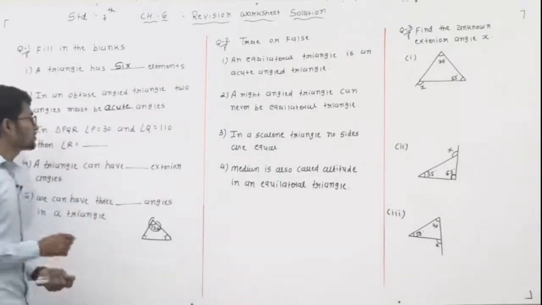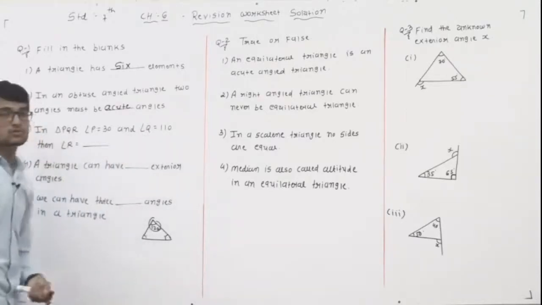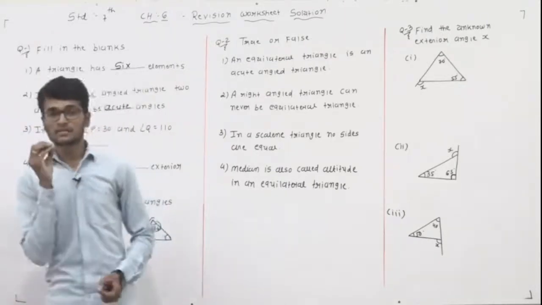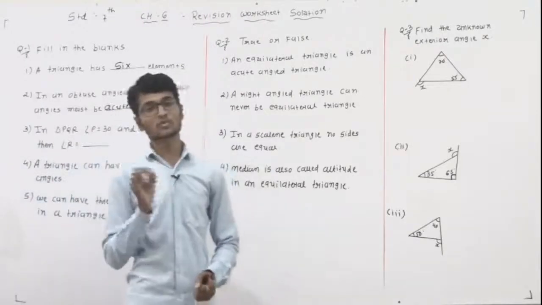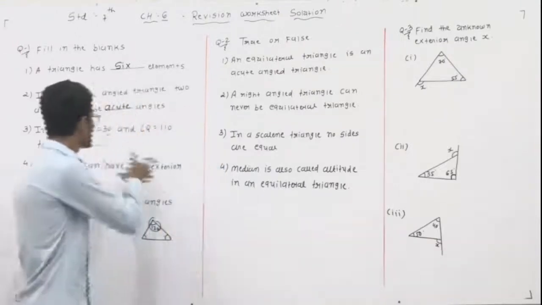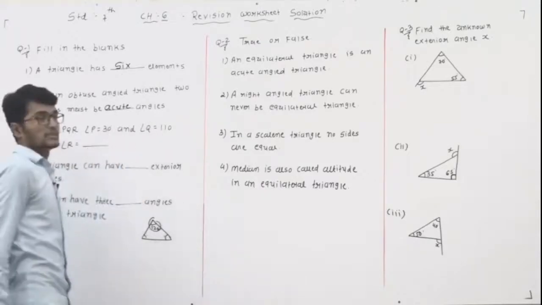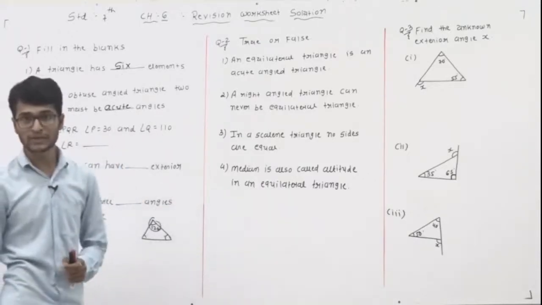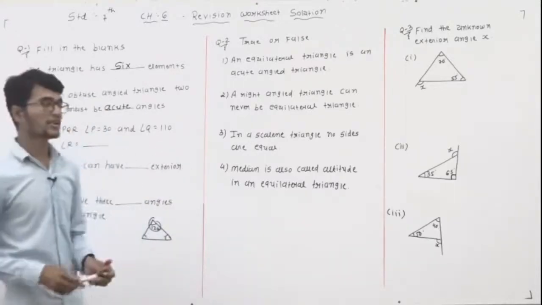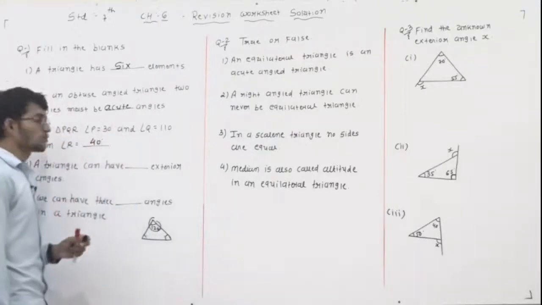Now to the third one. In triangle PQR, angle P is equal to 30 and angle Q is equal to 110. Then angle R is equal to? We all know the addition of the 3 angles of a triangle is equal to 180. Here 2 angles are given, and we have to find the third angle. So 30 plus 110 is 140. Now 180 minus 140, then angle R is equal to 40 degrees.